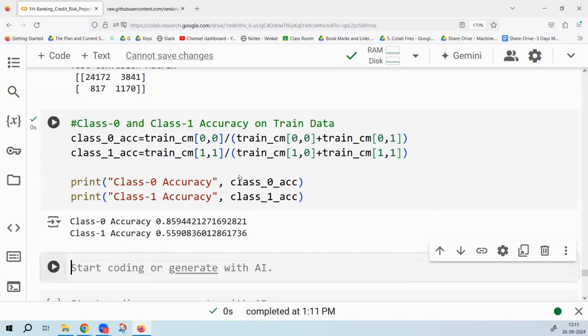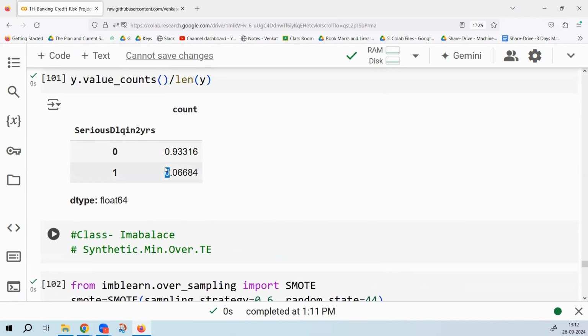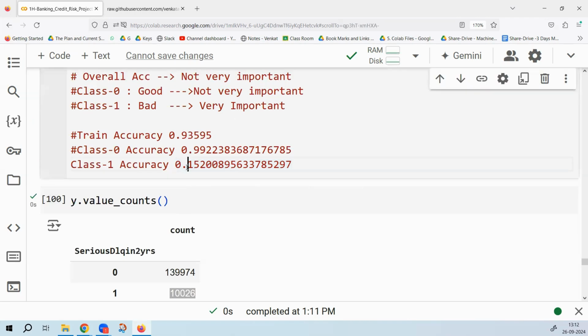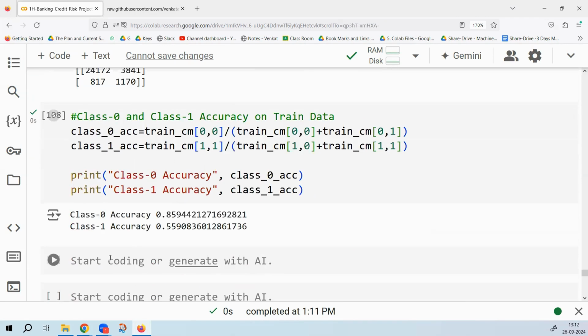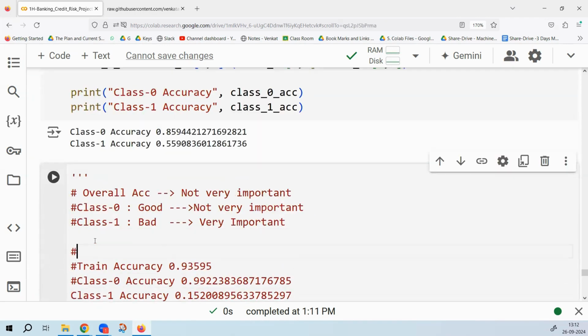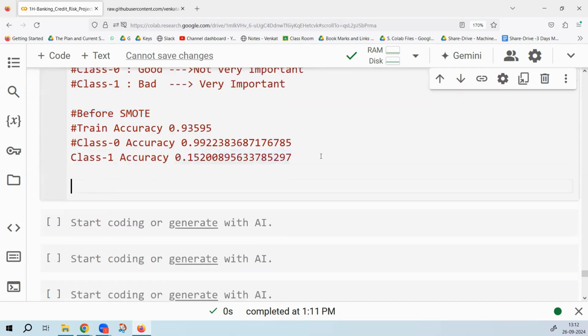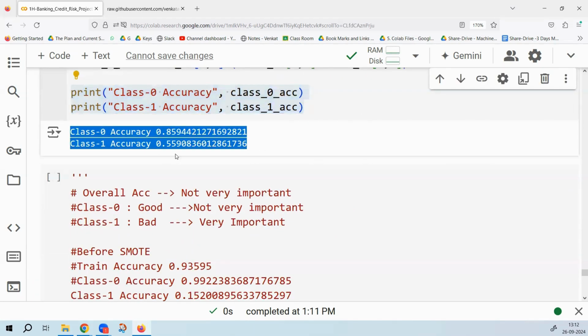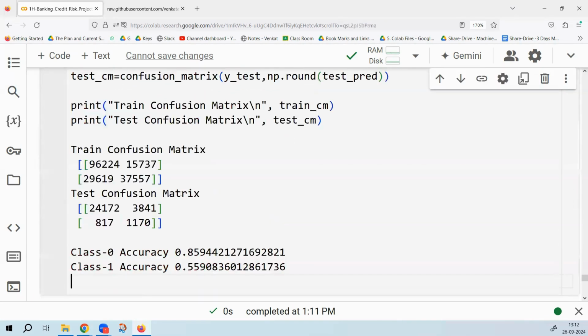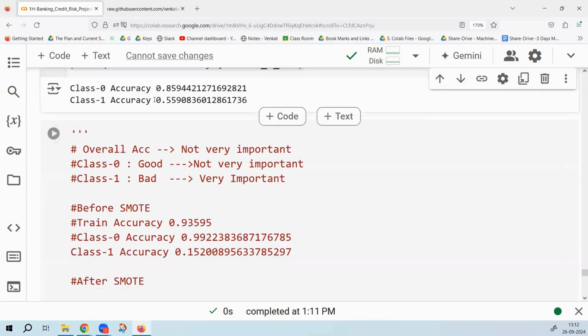Earlier, we were very disappointed with the class 1 accuracy of how much percent? 15%. So this was the situation as is, before coming here. So I would say before SMOTE. Let me say the situation after SMOTE. Class 0 accuracy and class 1 accuracy is given here. All right. This is the one.